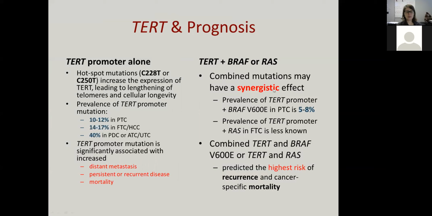Prevalence of TERT and BRAF combined in PTC is anywhere between 5 to 8%. Prevalence of TERT alone in PTC is a little bit higher, 10 to 12%. All right. So that's what we know about TERT and why we are so cautious about it, because it could be such a bad prognostic indicator.